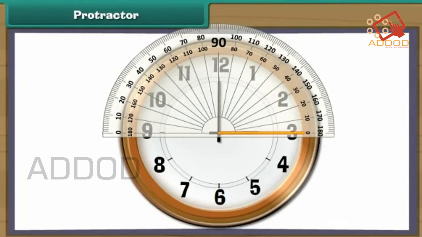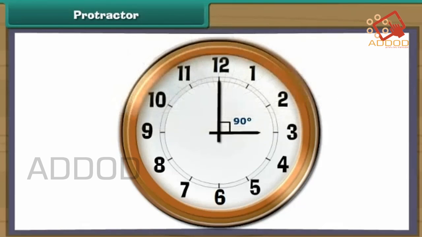The horizontal line at the bottom of the protractor must coincide with it. The midpoint of the protractor must rest on the common point where the long and short hands of the clock meet. Read the inner marking of the protractor on which the long hand rests. It is 90 degrees. Therefore, 3 o'clock makes a right angle.